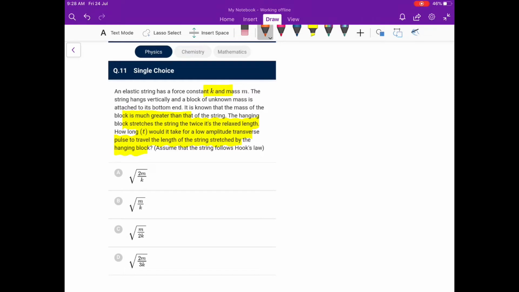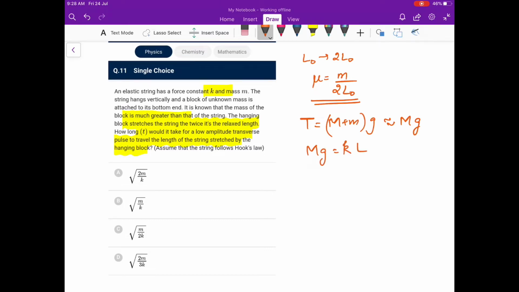the hanging block? Okay, so the block mass is very high, so basically the length has become L0 to 2L0. So the mu now would be m upon 2L0 in the new condition, and the tension we can take to be (m plus M)g, and because this m is small, I can write it to be, let's say, capital Mg. Now, what is this capital Mg? This capital Mg must be equal to k delta x, which is k L0. So this is how you can write this.